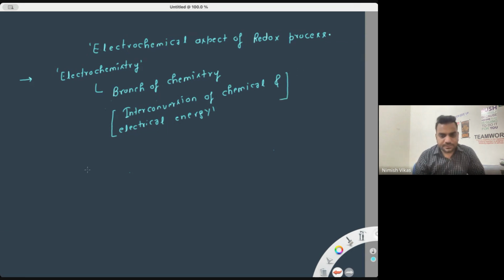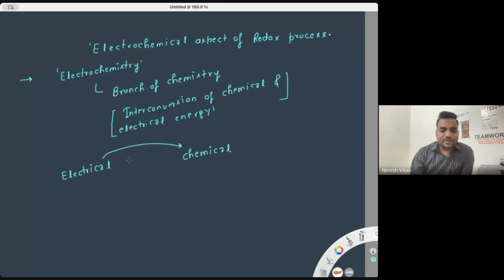Okay, so we can convert electrical energy to chemical energy, and from chemical energy we can also generate electricity or electrical energy. So electrical to chemical means some processes which are not very feasible, but by supplying electricity we can run those processes. This is how we can convert our electrical energy into chemical energy.